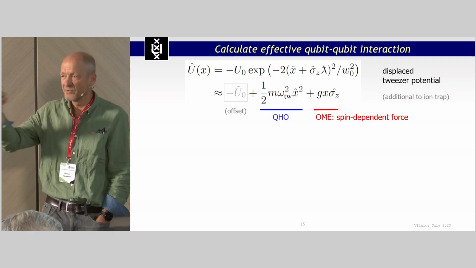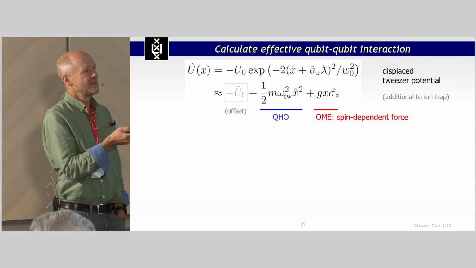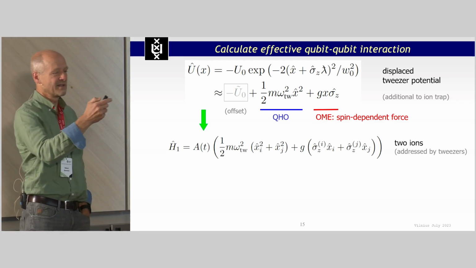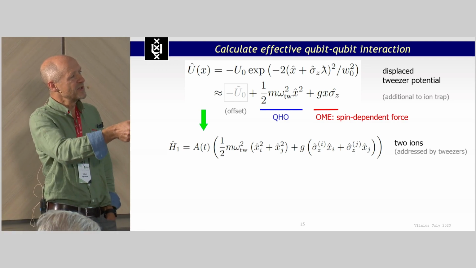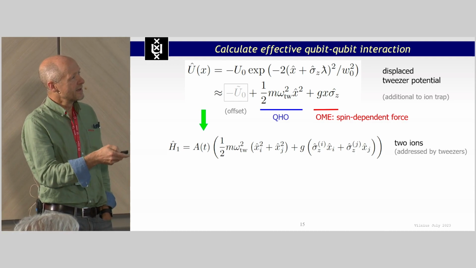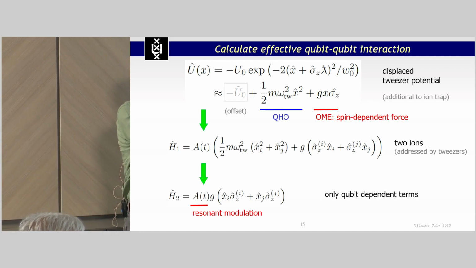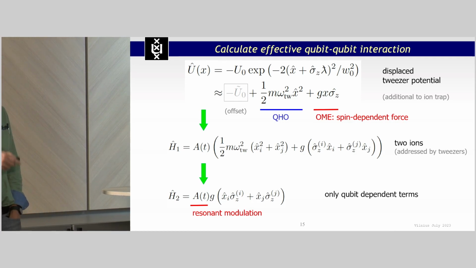Again, this is additional to the ion trap. The ion trap is dominant, but this is an addition. Then you take two ions, you have two tweezers, you get two of all that. So you get two of these terms here, two of these terms here, and we just ignore these terms because they're not spin dependent, so they're not so interesting.